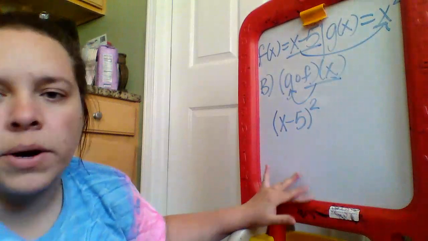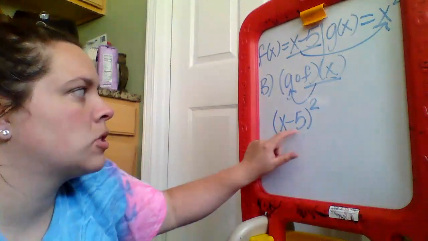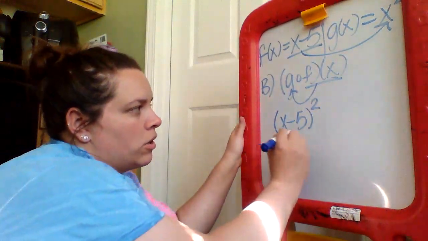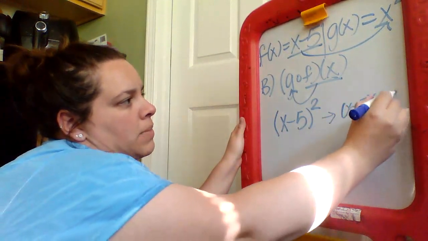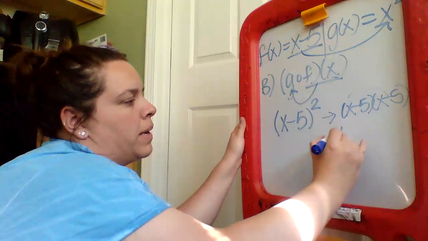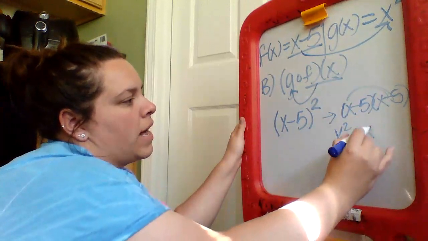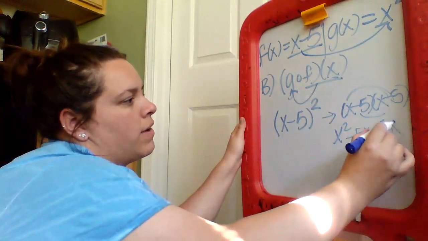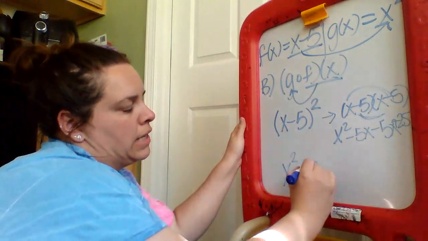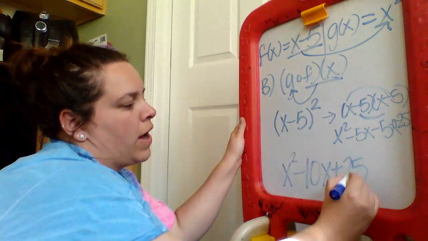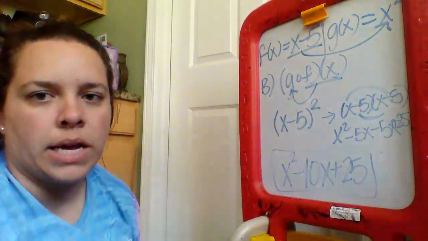And you do have to work it out if it's something like squared. So remember squared, this is what it should look like, but this squared actually means x minus 5 times x minus 5. So that would be x squared minus 5x minus 5x plus 25. So x squared minus 10x plus 25 would end up being the final answer.